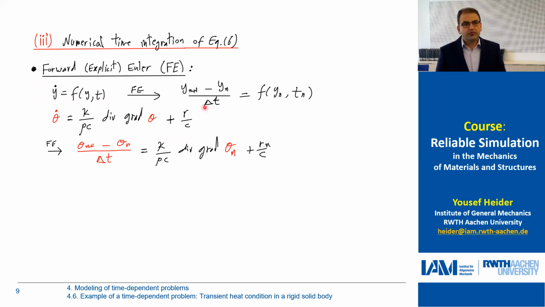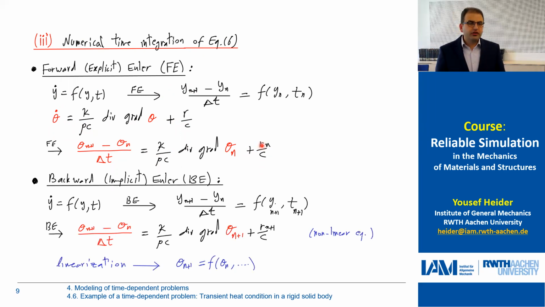Let's recall our balance equation: zeta dot equals kappa divided by rho c times the divergence of the gradient of zeta, plus R divided by c. For zeta dot we would have (zeta_{n+1} minus zeta_n) divided by delta t. All the terms on the right-hand side would be at the previous time step, so we would have zeta_n, which is the most important. If we have a time-dependent external source, we would also take it from the previous time step, so it would be R_n.